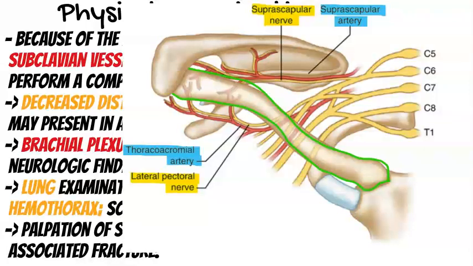This figure illustrates the neurovascular structures surrounding or below the clavicle region. The subclavian artery and vein, the suprascapular artery and nerve, the thoracoacromial artery, and the lateral pectoral nerve are near the clavicle.